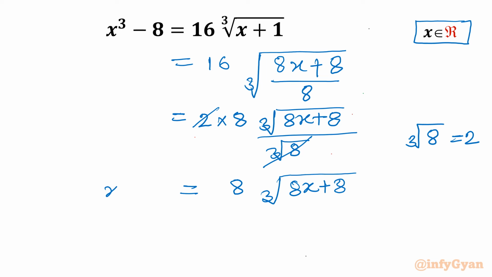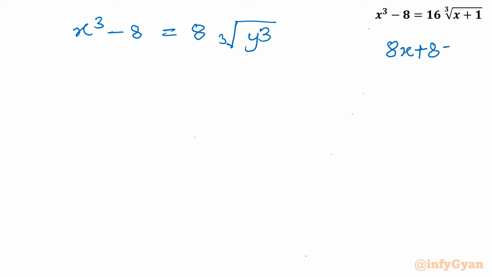And LHS is x cube minus 8. Now I will use substitution. So this 8x plus 8 we will consider y cube. Let us do it. x cube minus 8 equal to 8 times cube root of y cube. Remember, 8x plus 8 is equal to y cube. Done. Now this cube root and cube will cancel. So what we are having now? x cube minus 8 equal to 8y. Let us call this our equation number 1.